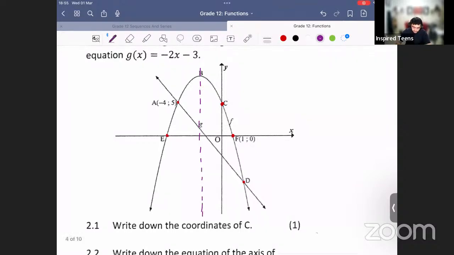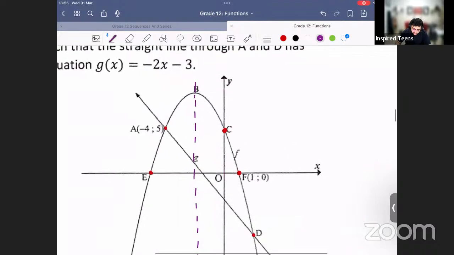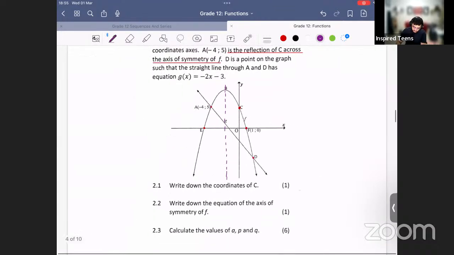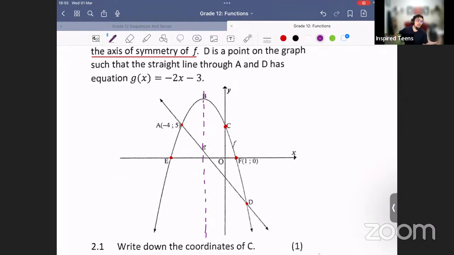Okay, just a quick note. They say that C is the reflection of A about the axis of symmetry line. So in that case, could someone tell me, because the first question is on the coordinates of C, what would the coordinates of C be? Or anything you know about C, just given that information.